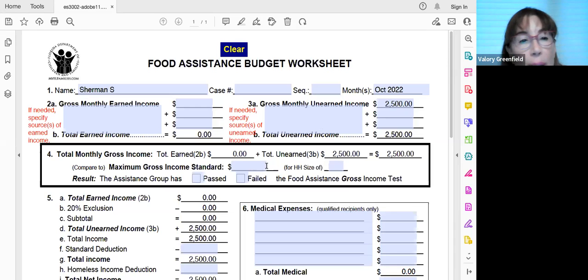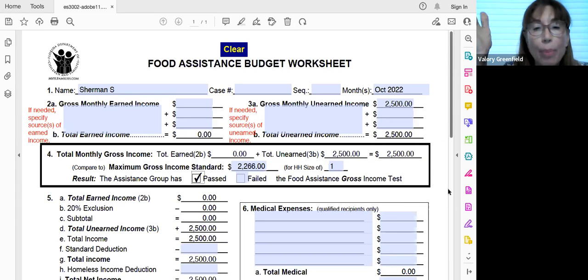It put that number into box 4, and now we have to compare it to the gross income standard. Again, from the chart, that gross income standard is 2,266. Well, he's over, but as a person with a disability, he does not have to meet this gross income test. So you can mark the pass because for him, he passes. He doesn't even need to meet this test. We just wanted to show you how it operates there.